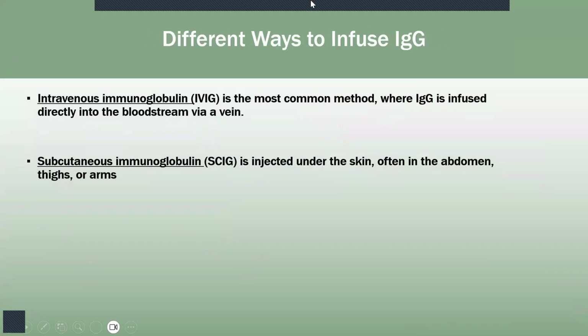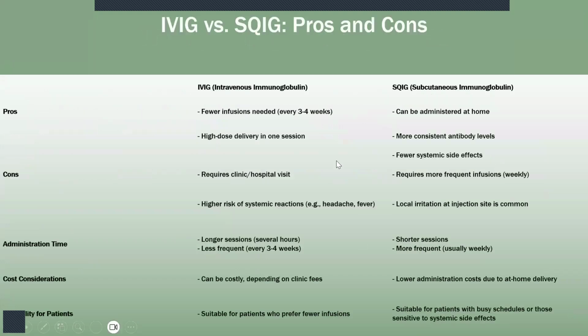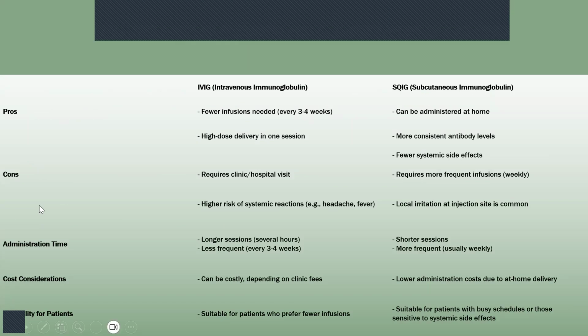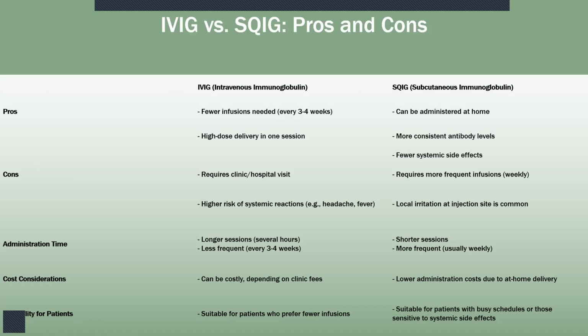IV immunoglobulin therapy is given straight into the bloodstream via the vein, and subcutaneous, most of the time given at home, is given in the subcutaneous fat. So pros and cons of IVIG and sub-QIG. With IV, you have fewer infusions. You are not in the hospital or infusion clinic, but once every 3 to 4 weeks. And with that, you can get a high dose delivery.